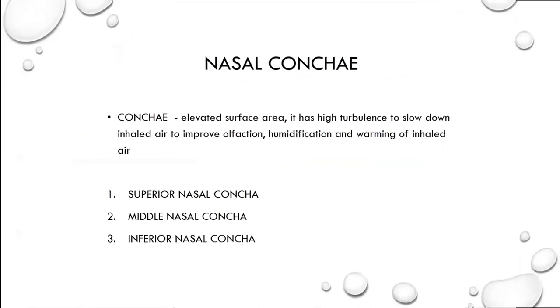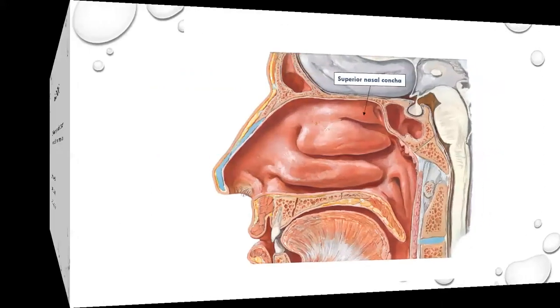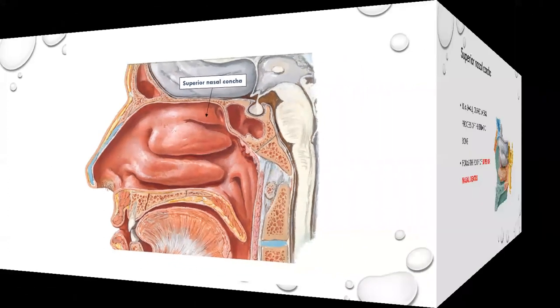Now we go to the lateral wall of the nasal cavity. As I mentioned, it consists of concave elevated surface areas. We have three nasal conchae: superior nasal concha, middle nasal concha, and inferior nasal concha. Below the nasal conchae, there are meatuses: superior nasal meatus, middle nasal meatus, and inferior nasal meatus.